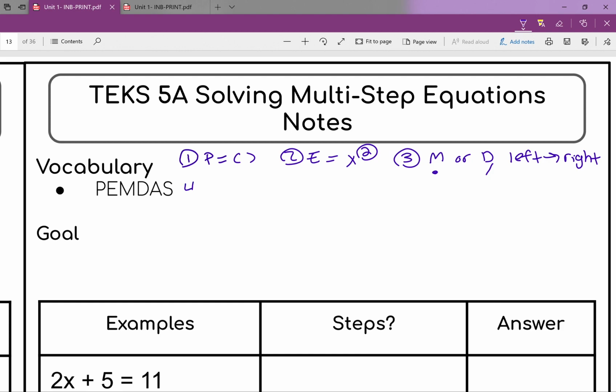And lastly, 4, addition or subtraction. So left to right, whatever comes first. So we don't look for all the adding first if subtraction is on the left. So you're reading it from left to right, whatever comes first. Our goal, just like in one-step equations, is to get the variable, remember variable means letter, by itself.